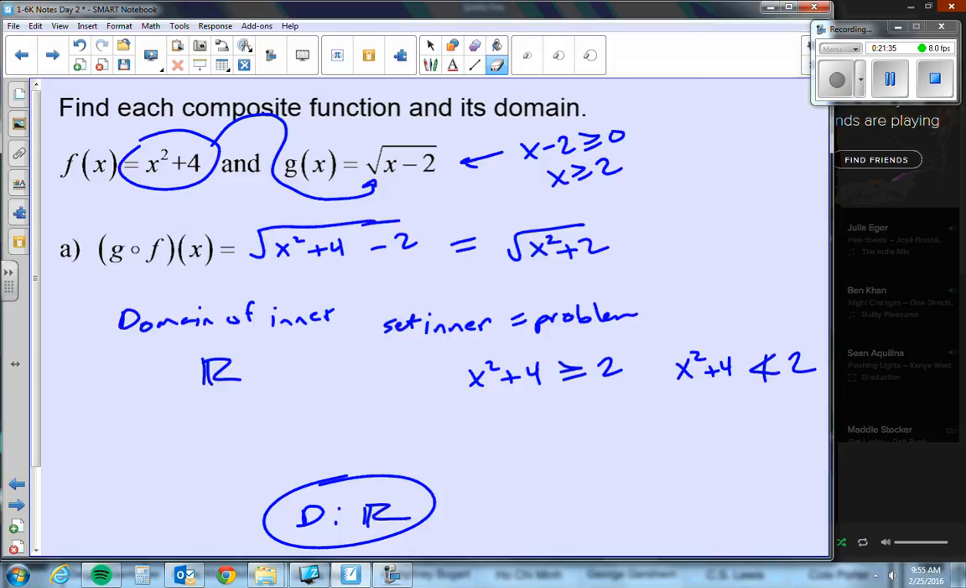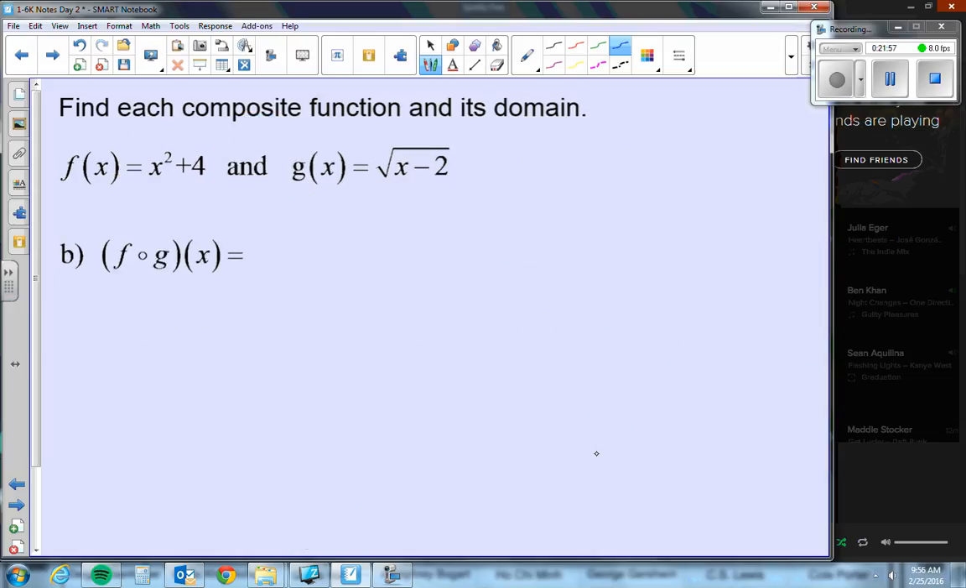If I do the algebra now, if I subtract 4 from both sides, I get that. And once again, you should just realize that x squared is never negative, right? And so it's definitely always going to be greater than -2. So therefore, it'll never fail. The domain is all real numbers. Now we do it the other way.